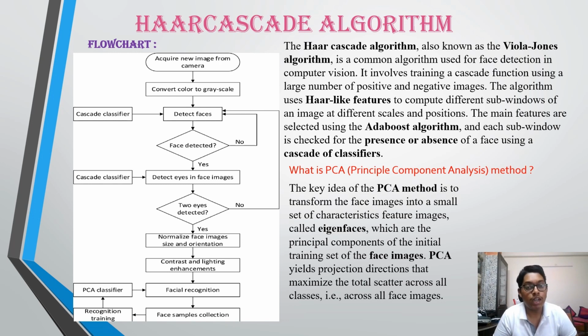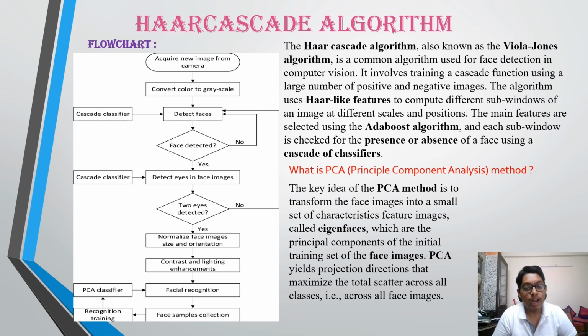So this is the flowchart. It acquires a new image from the camera, then converts it from color to grayscale, and then detects a face using the cascade classifier. If the face is not detected, it will show the message to try again. If the face is detected, then using the cascade classifier, it detects eyes in the face image. If the eyes are not detected, then it reverts back to face detection.